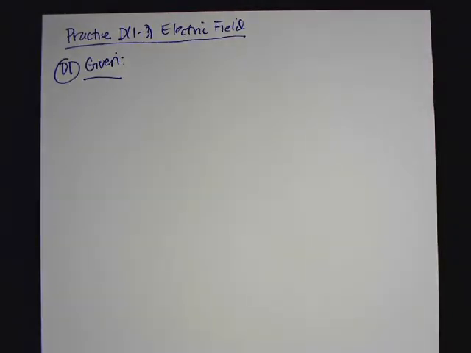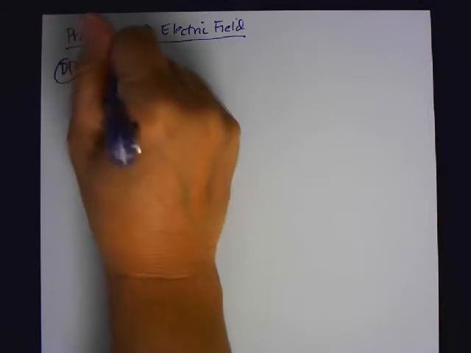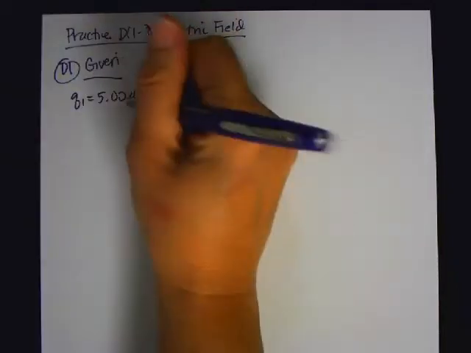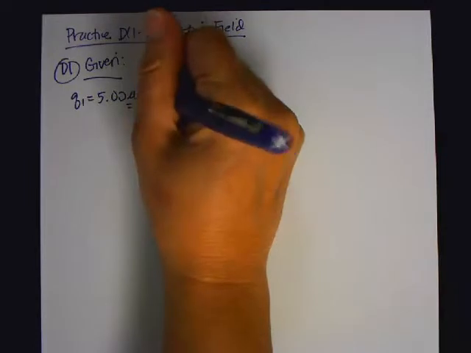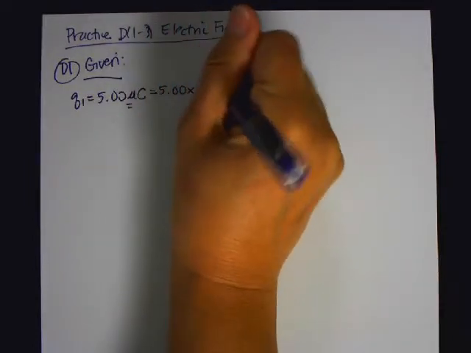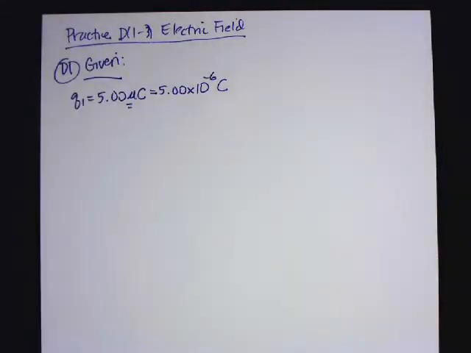So it says a charge Q1. So Q1 is equal to 5 microcoulombs. Now before I go on, what I should do is remember micro is a prefix that means 10 to the negative 6. So I'm just going to rewrite this now because I don't want to forget to do it later on. And don't do anything fancy. Just say micro is 10 to the negative 6.